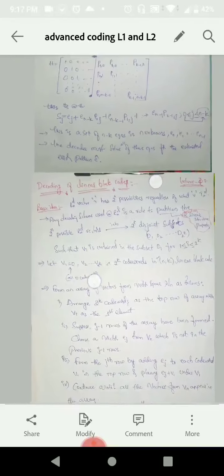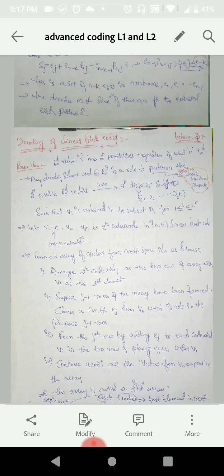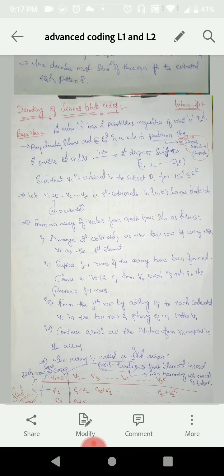So, decoding of linear block codes. In this, the received vector r has 2 power n possibilities, regardless of whatever v is transmitted. So in any decoding scheme, we can use at the receiver the partition of the 2 power n possible received vectors into 2 power k disjoint subsets, nothing but D1 to D2^k.